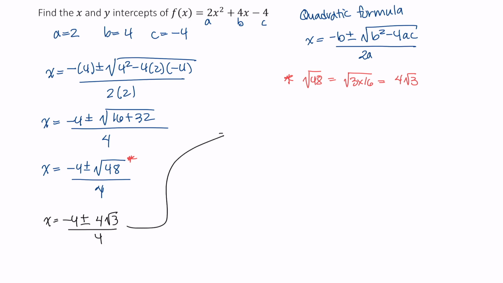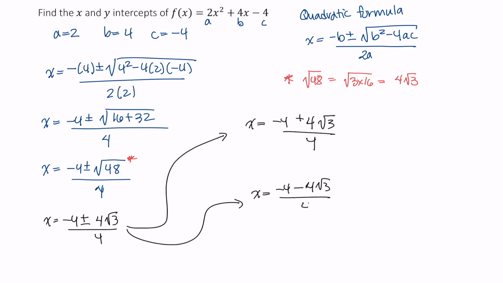Now let's go ahead and find our two answers. So we have x is equal to negative 4 plus 4 root 3 over 4. See how I kept only the positive sign here? And now I have x is equal to negative 4 minus 4 root 3 over 4. Now, please don't just cross this out and say it's 4 root 3 and negative 4 root 3. That is not correct. And I'll quickly recap why.